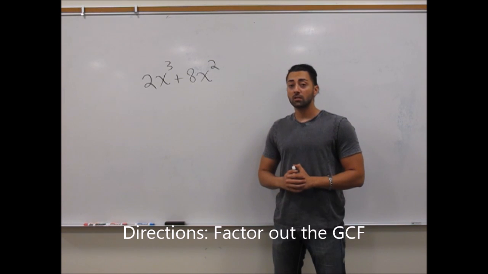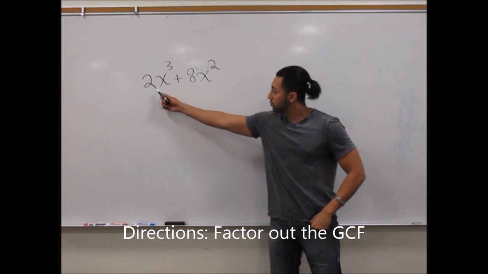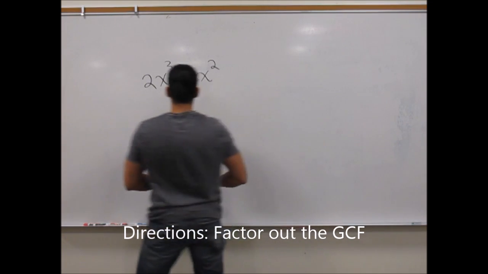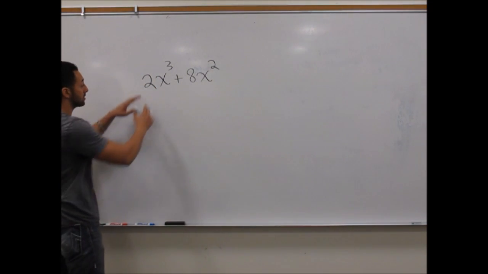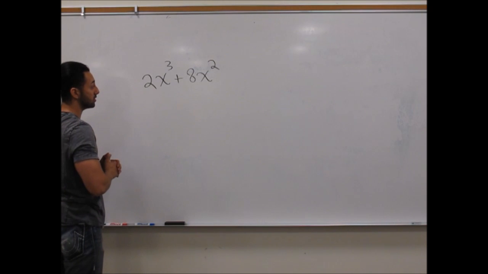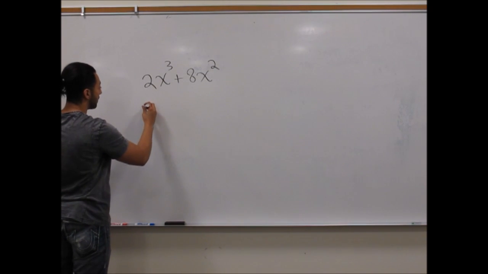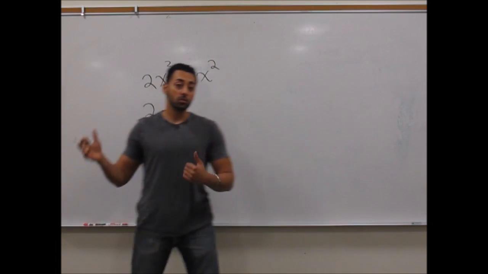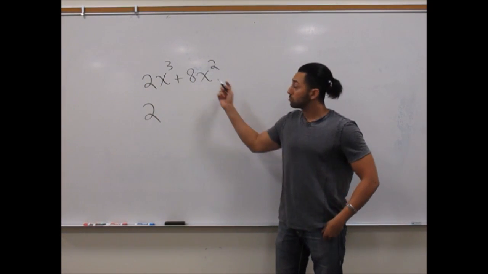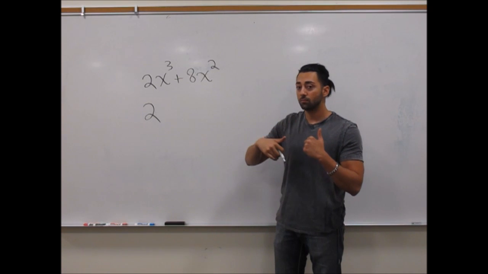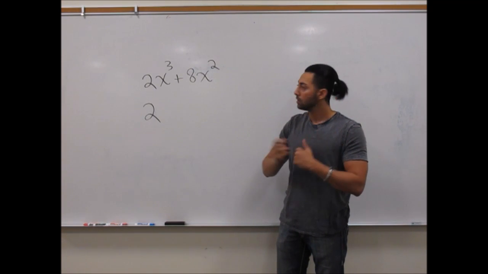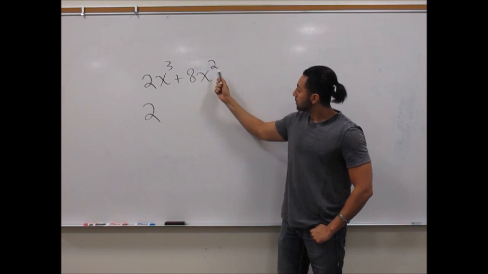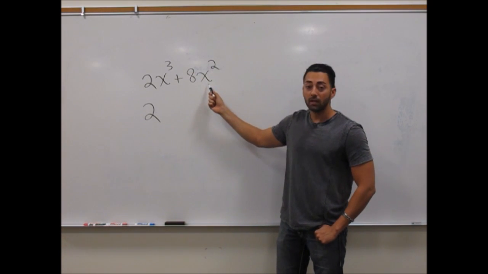What I suggest is you look at the numbers first. We have a 2 and an 8 here. Now the GCF would be the largest number that goes into both of them. Since 2 goes into 8, that's already the GCF. So I could pull a 2 out of this as far as the numbers are concerned. Now I mentioned that when you have variables, you want to pull out the one with the lowest exponent. You don't even have to think about it. Here the lowest exponent would be the 2, since 2 is smaller than 3. That's the lowest exponent, so I'm just going to factor out x squared.